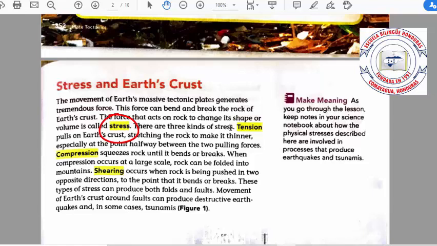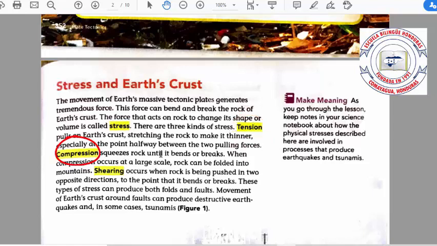There are three kinds of stress: tension, compression, and shearing. Underline the three kinds of stress, guys. Okay, what is tension? It's the pull on Earth's crust, stretching the rock to make it thinner, especially at the point halfway between the two pulling forces. That's tension.